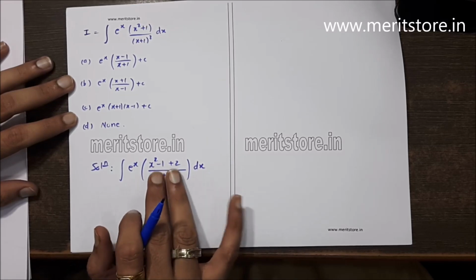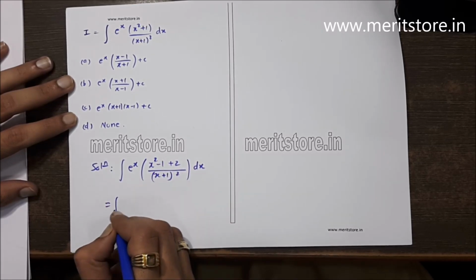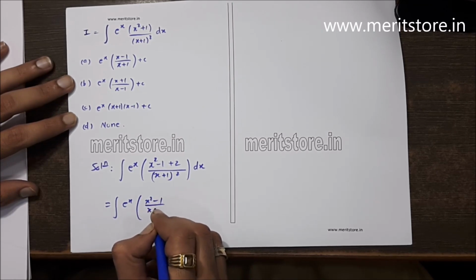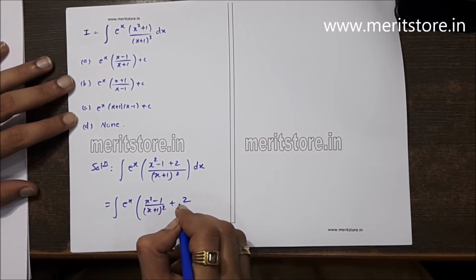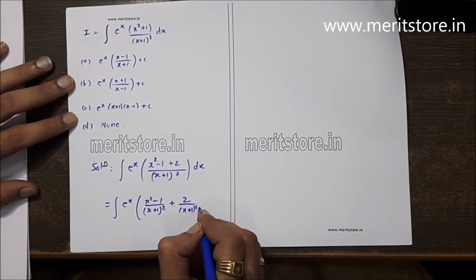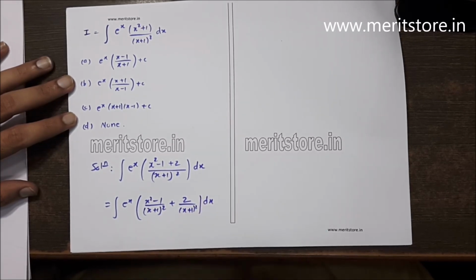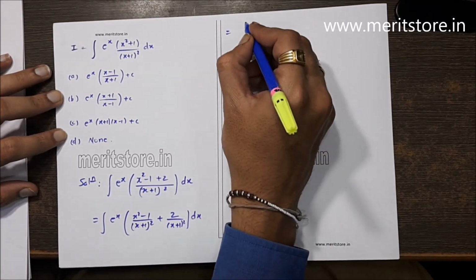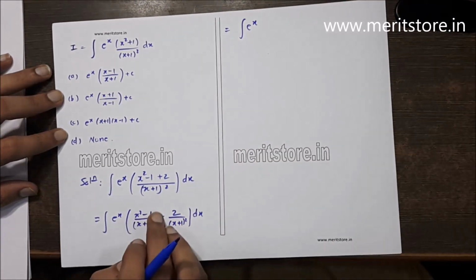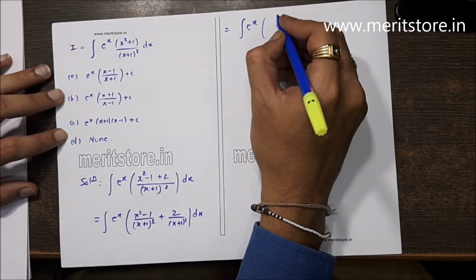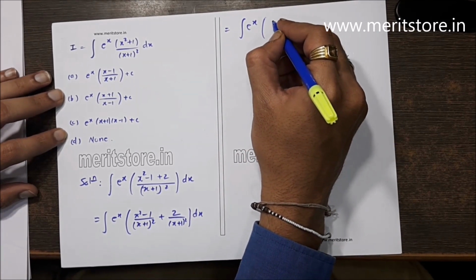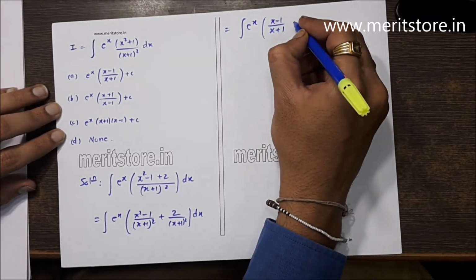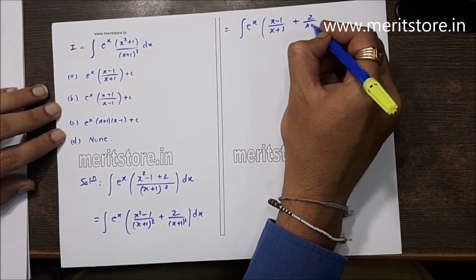After this step, we'll split the denominator. What we'll get is x square minus 1 upon x plus 1 the whole square plus 2 upon x plus 1 the whole square, dx. Talking about this x square minus 1, we are writing that as x minus 1 into x plus 1 and simplifying it as x minus 1 upon x plus 1, and the remaining term is 2 upon x plus 1 the whole square.